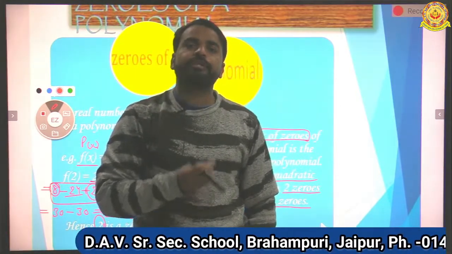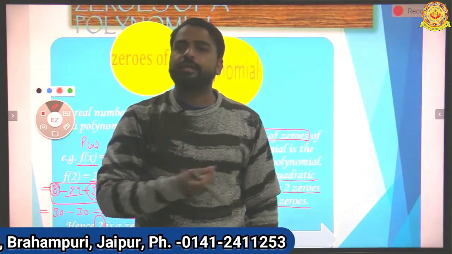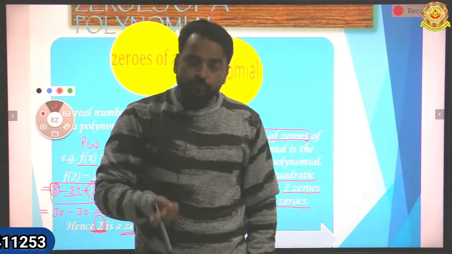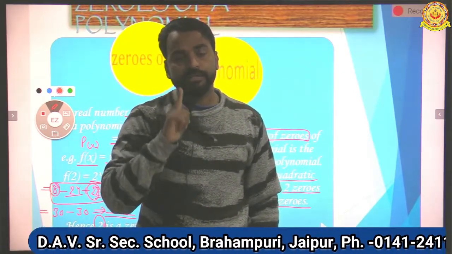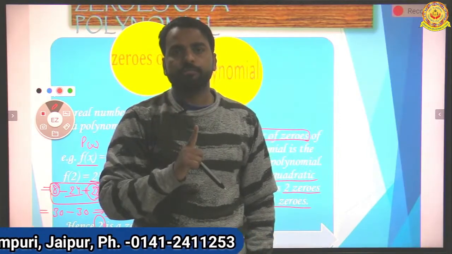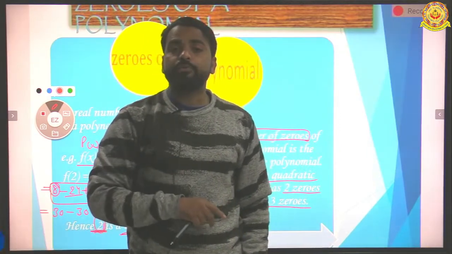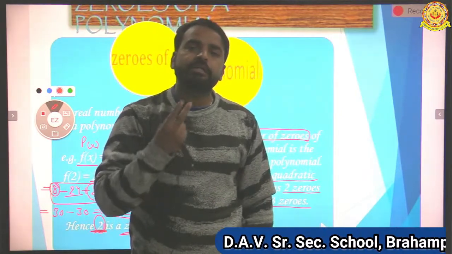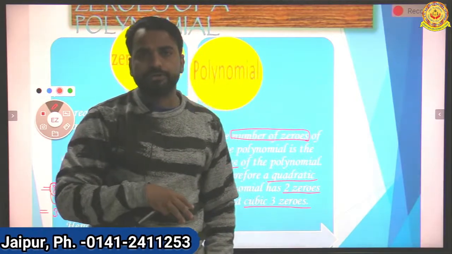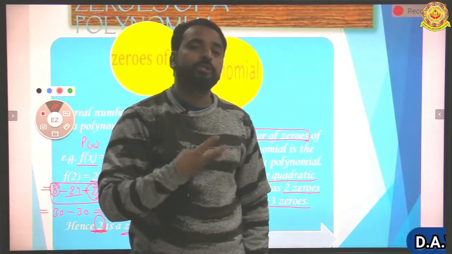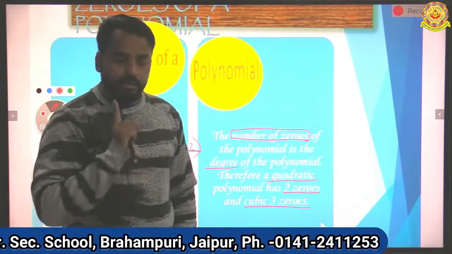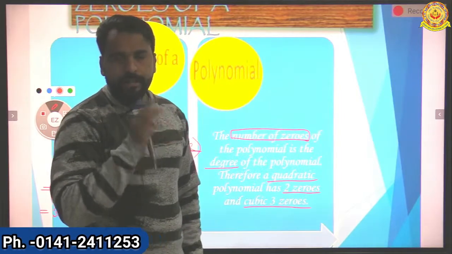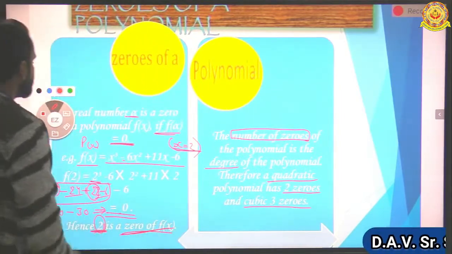For example, if it is a 0 degree equation, there will be no zero, right? If it is a linear equation, that means the maximum degree is 1, so there will be only and only 1 zero possible. If there is a quadratic equation, the degree of the equation is 2, that means 2 zeros are possible. And in a cubic equation, because it is a 3 degree equation, or we can call it cubic polynomial, there will be 3 zeros possible. Is it clear? Linear 1, quadratic 2, and cubic 3 zeros are possible.